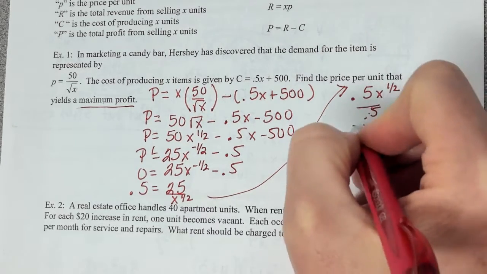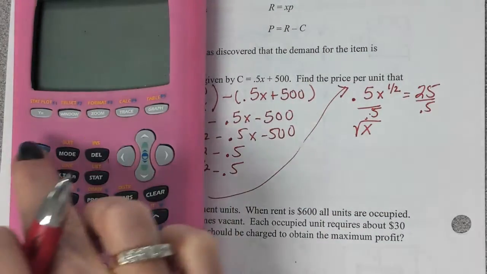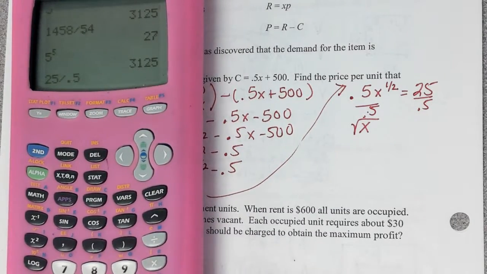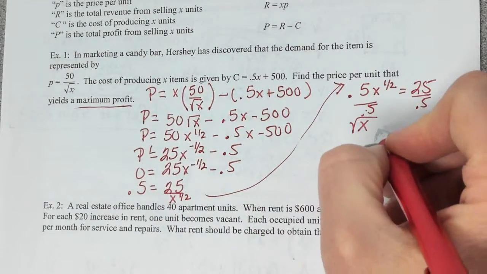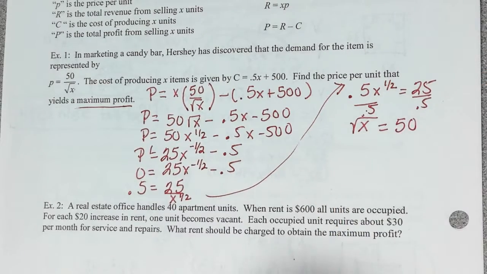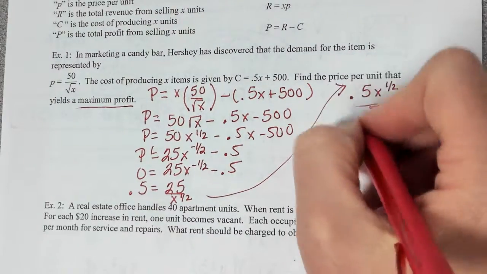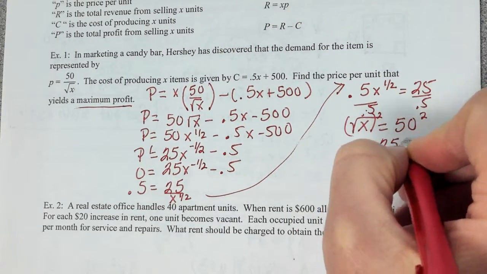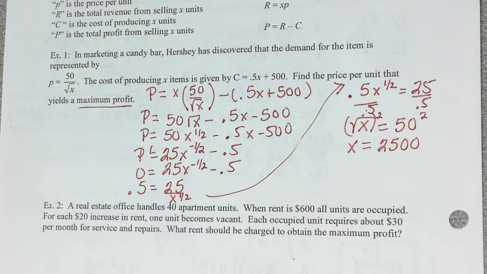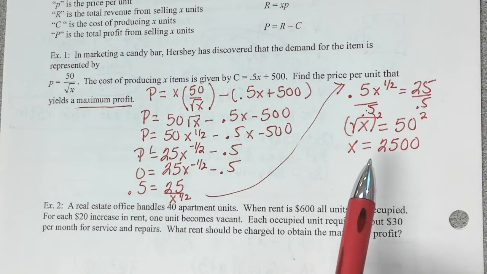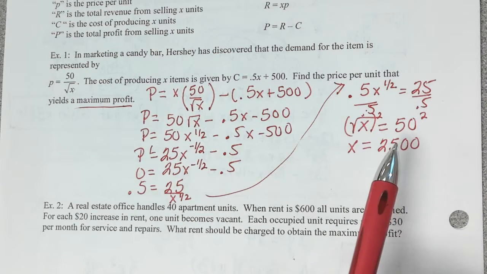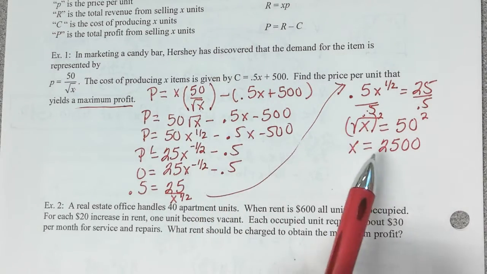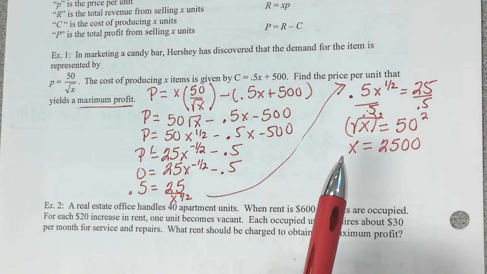So now I'm going to have x to the 1/2 is radical x. Let's see what 25 divided by 0.5 is. If you don't know, grab a calculator. It is 50. So we have radical x equals 50. And so now if I want to solve for x, I'm going to have to square both sides. So if I square both sides, x equals 2500. I could double check and make sure that that is indeed going to be the maximum by taking the second derivative and making sure that it's a negative. But these problems are designed that if we get one answer, that's going to be it. So I'm not going to concern myself with that.